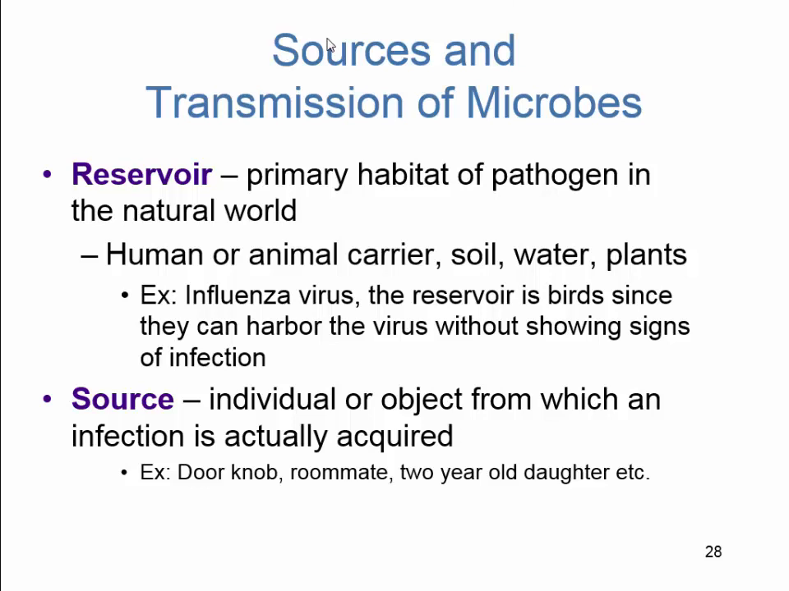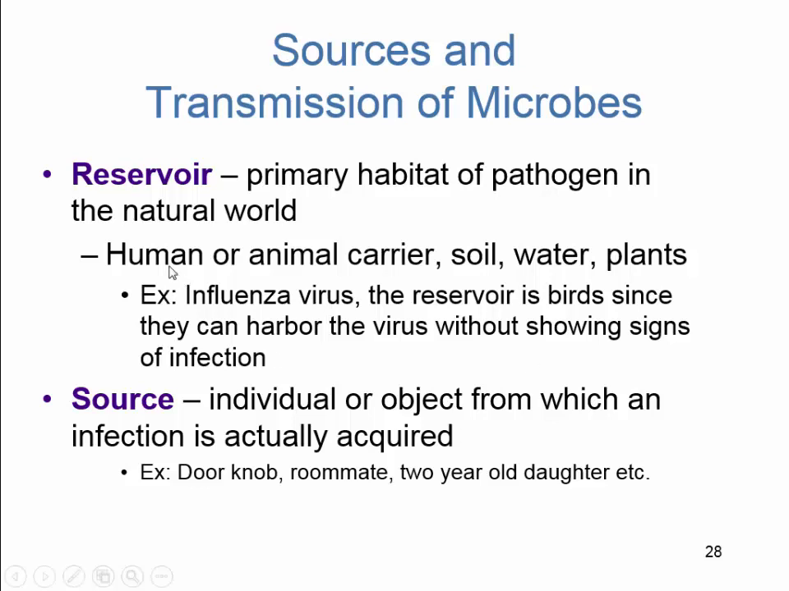The sources and transmission of disease consist of both the reservoir and the distinct source. And so a reservoir is the natural habitat of a microbe. An excellent example of this is influenza virus. The reservoir is actually in the gastrointestinal tract of birds because birds can harbor the virus without showing signs or symptoms. So this is a location at which the virus can reach high microbial loads without causing damage.